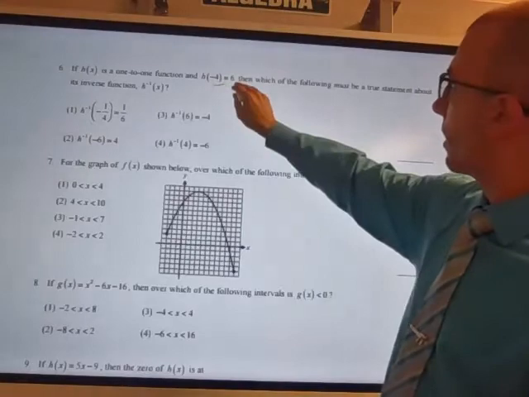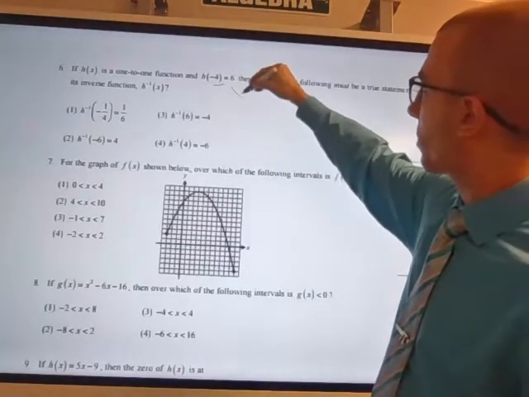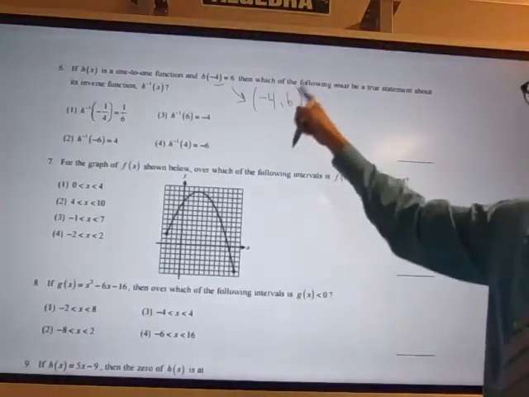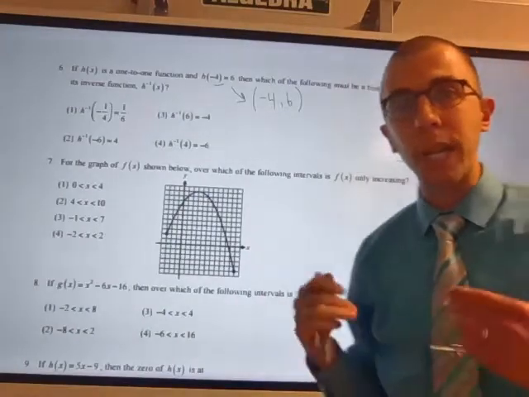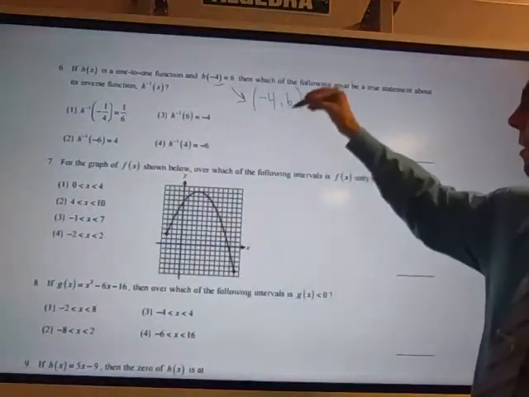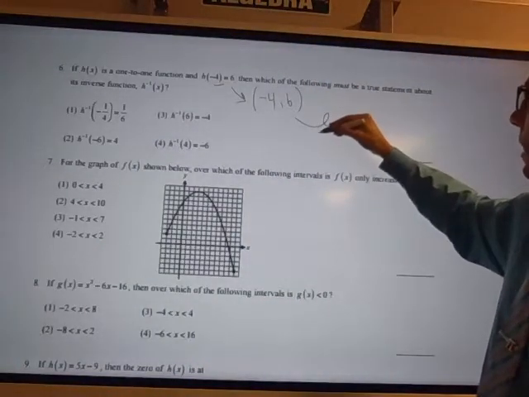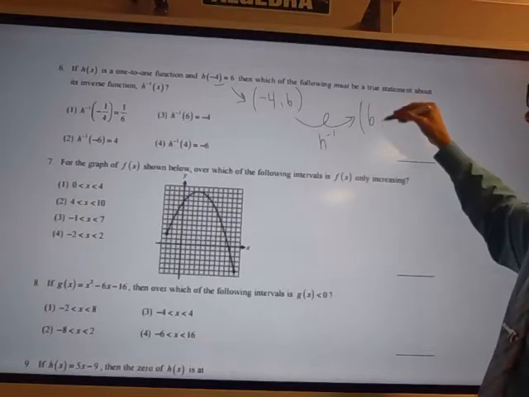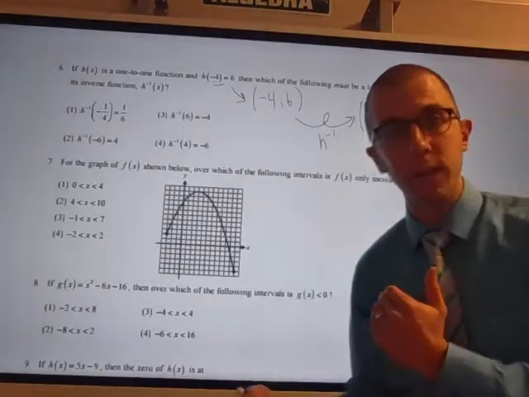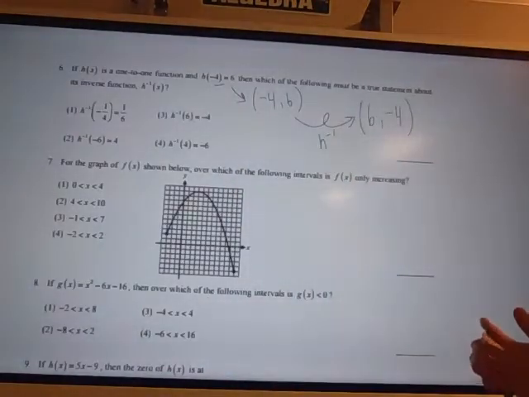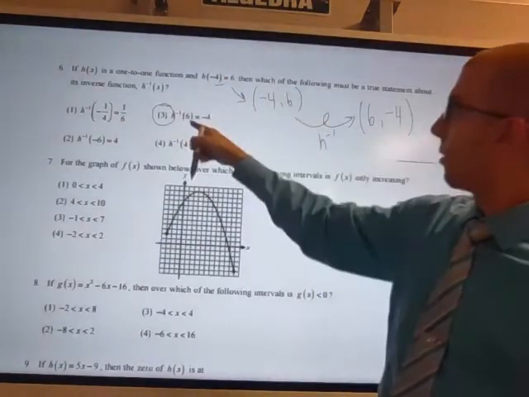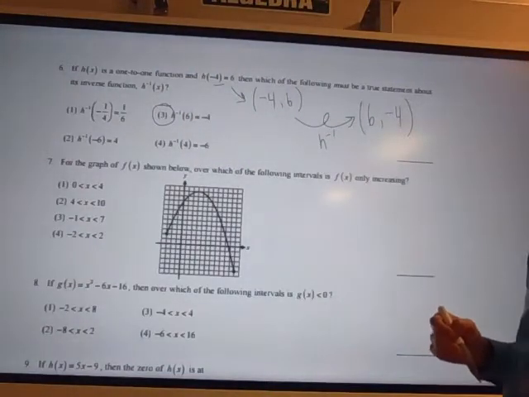Okay, remember what this notation represents. H of negative 4 equals 6 gives us the point negative 4, 6. This is on our original function. And remember, an inverse function switches x and y, the old switcheroo. Right? So on our inverse function then, h inverse, we have the point 6, negative 4. They just switch. They don't get negated. Okay, we got to get past that misconception. It's just x and y reverse or switch. And that corresponds to number 3, choice 3.